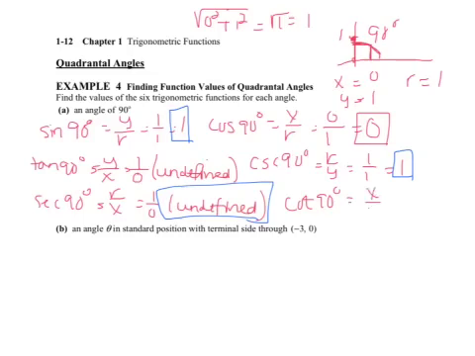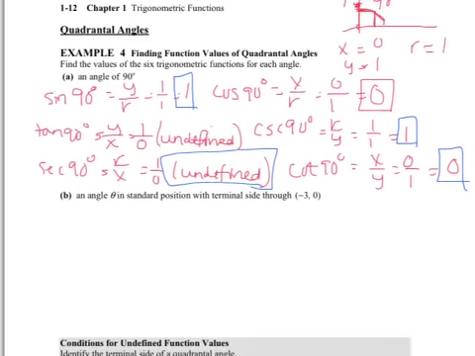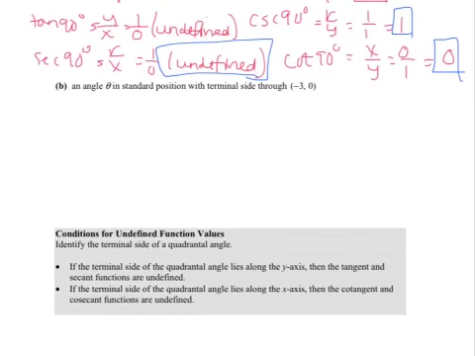Cotangent is x over y, which is 0 over 1. So my cotangent of 90 degrees is 0. Okay, moving down to our next example here. It says an angle theta in standard position with a terminal side through -3, 0. So I know that my x is -3.